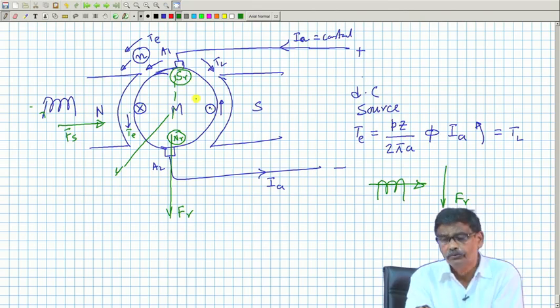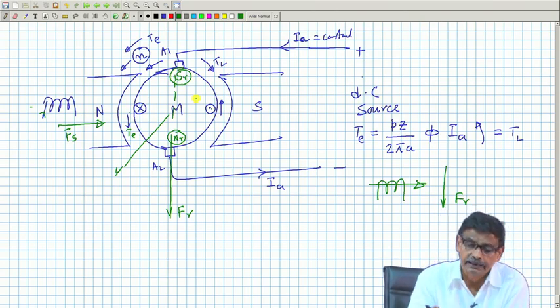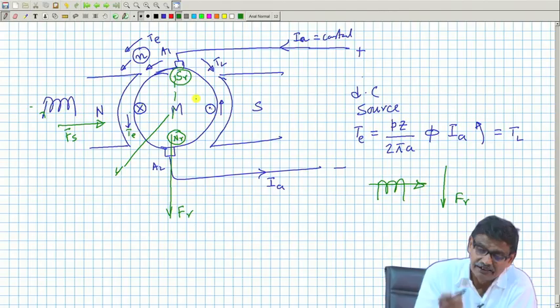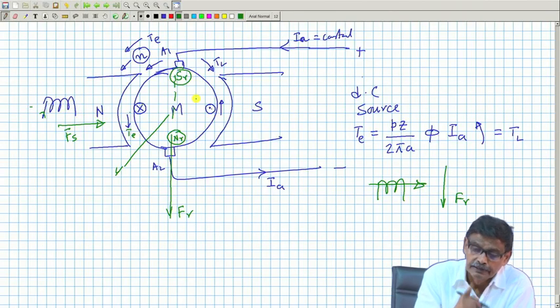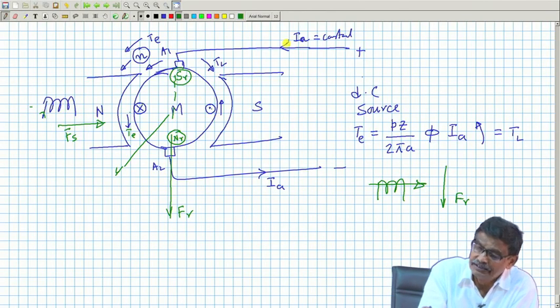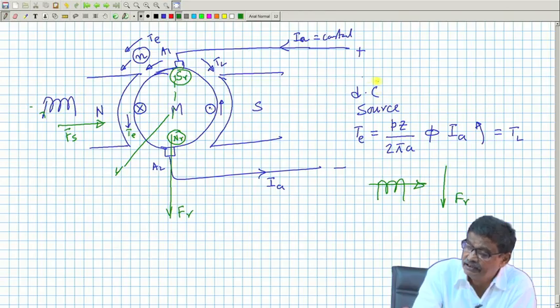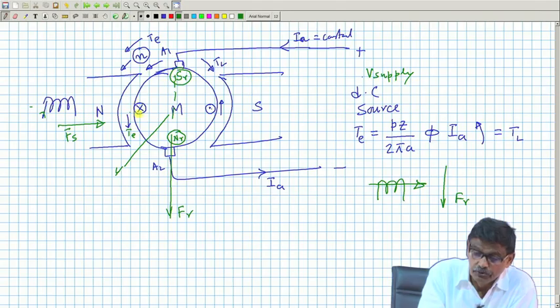Therefore, to conclude, and last but one thing I must tell, in case of motor mode, this is the supply DC voltage, V supply. Okay. Now, if I look at the conductors, this direction of the current is forced into the armature circuit, cross dot. Okay.